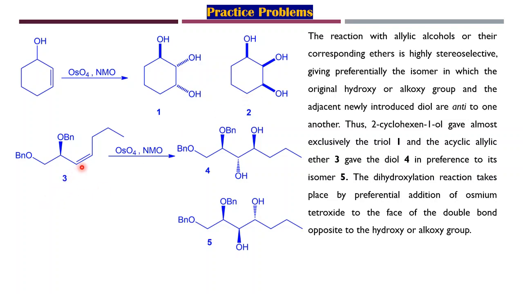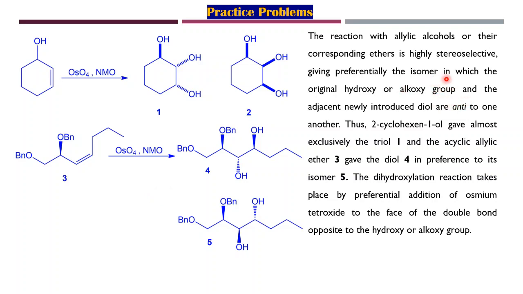Similarly, over here, as we can see, another alkene is given and osmium tetroxide is only used. There is no ethylene diamine. So here again we will say that 3 gives 4 as the major product, okay, and 5 will be the minor product, using the reasons that we have studied before or have mentioned over here.